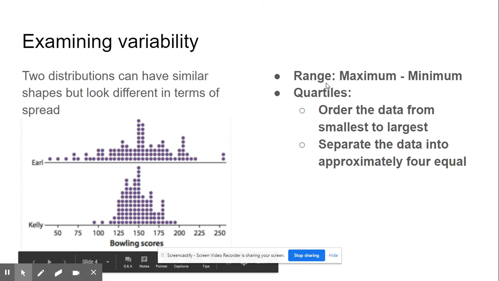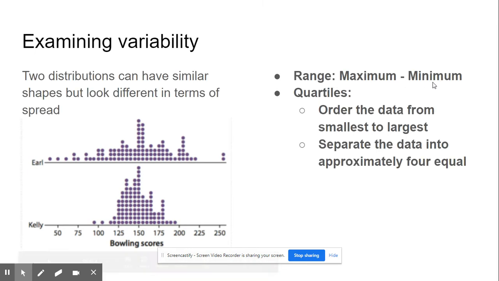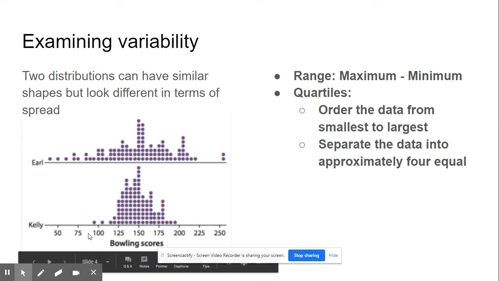One measure of variability is the range, where you take the maximum minus the minimum. Another measure of variability has to do with quartiles, where you order the data from smallest to largest, and then you separate the data into approximately 4 equal parts.